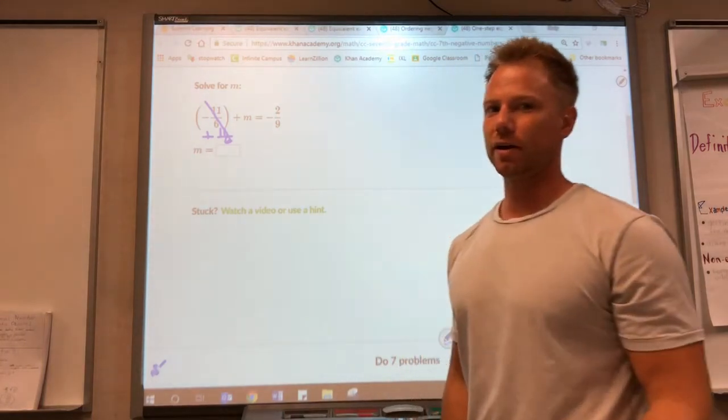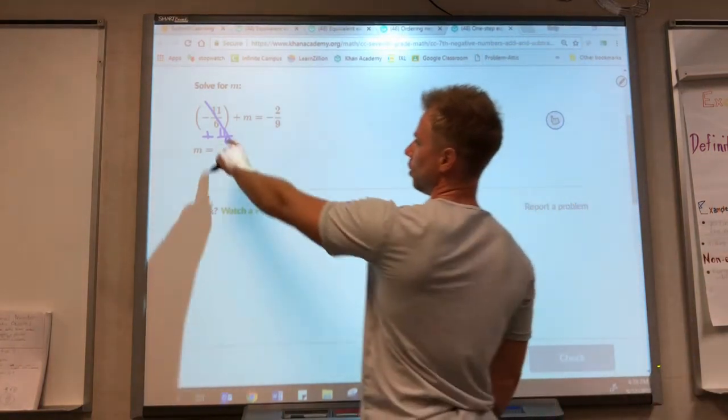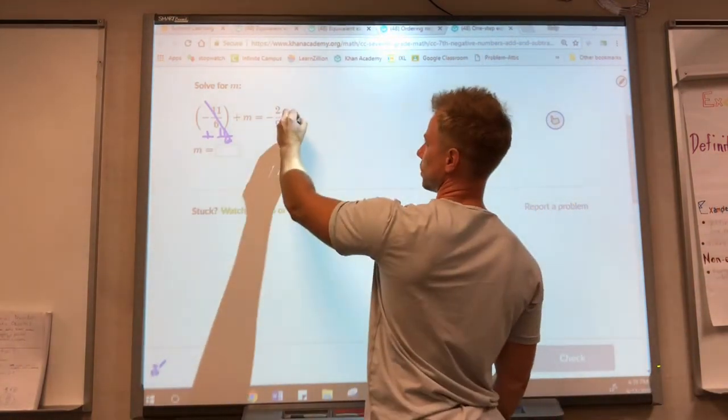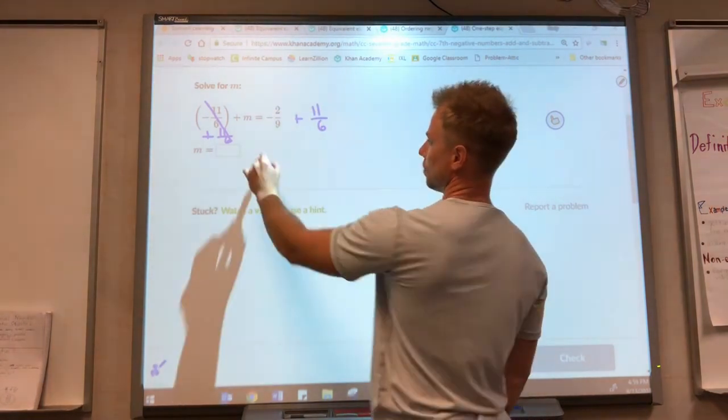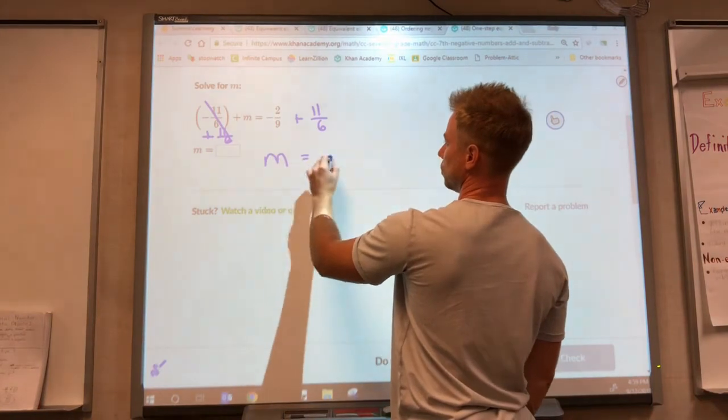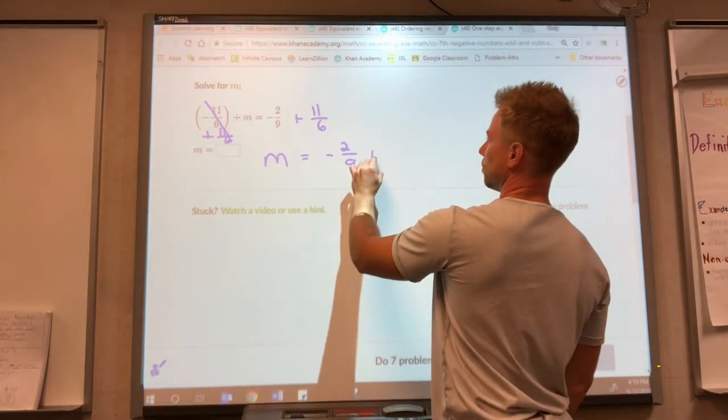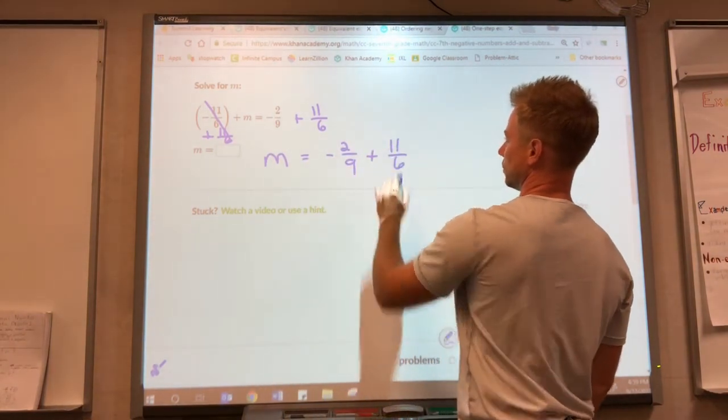That's a 0 pair, again, adds up to 0. What you do to one side, you do to the other side. So we add 11/6. So now we have M equals negative 2/9 plus 11/6.